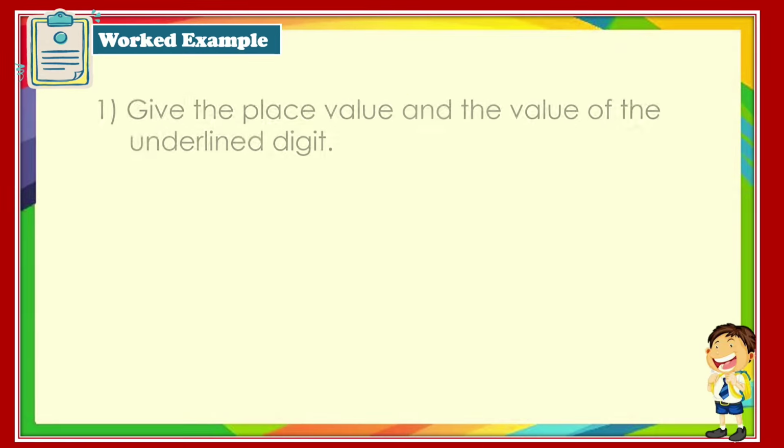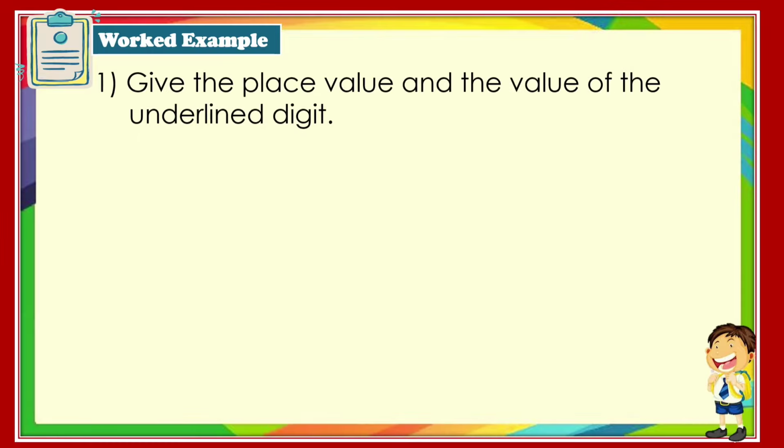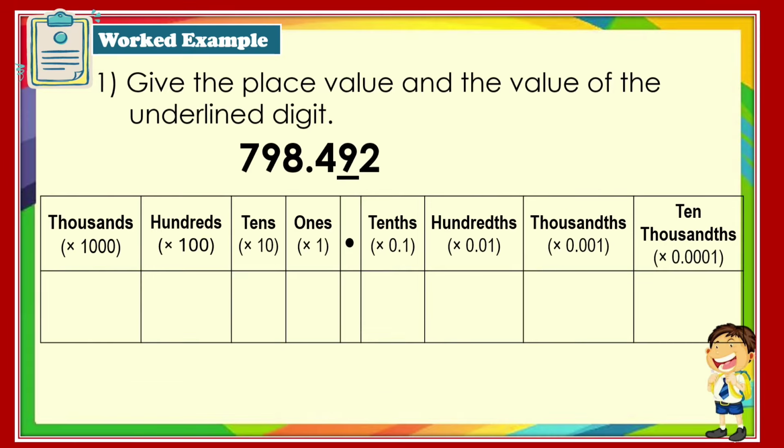For the next example, give the place value and the value of the underlying digit. Our number is 798 and 492 thousandths. So the underlying digit is 9. So again, let's put all the digits in the place value chart. Start from the decimal point, going to the left of the decimal point, we have ones, that is 8 ones. Then tens, there are 9 tens and 7 hundreds. And then to the right of the decimal point, let's start with the tenths place, which is 4, hundredths, which is 9, and thousandths, which is 2.